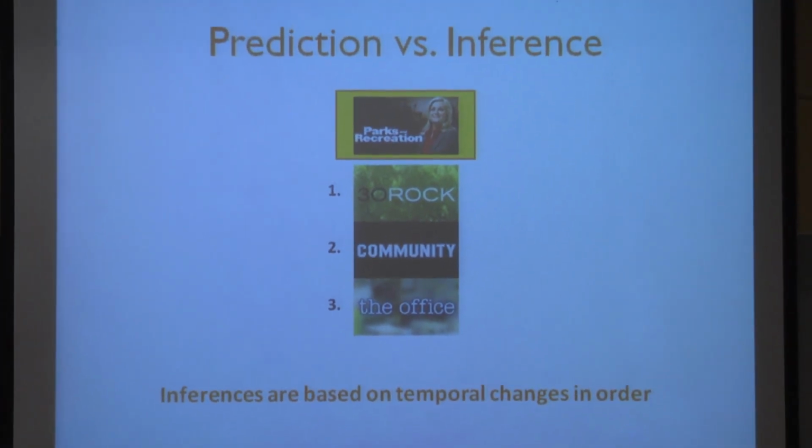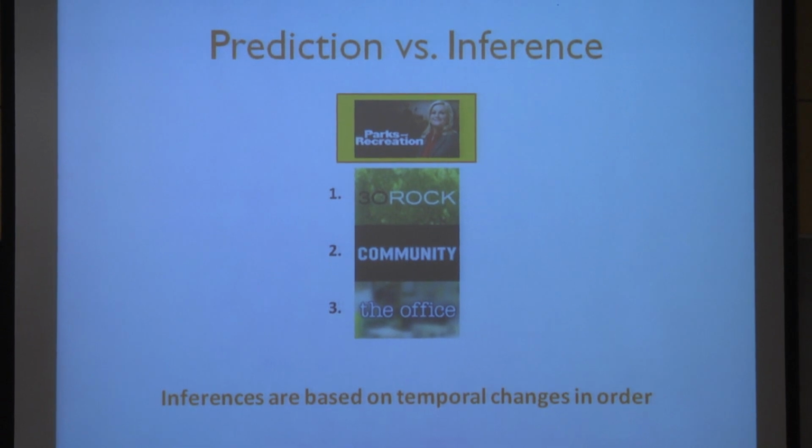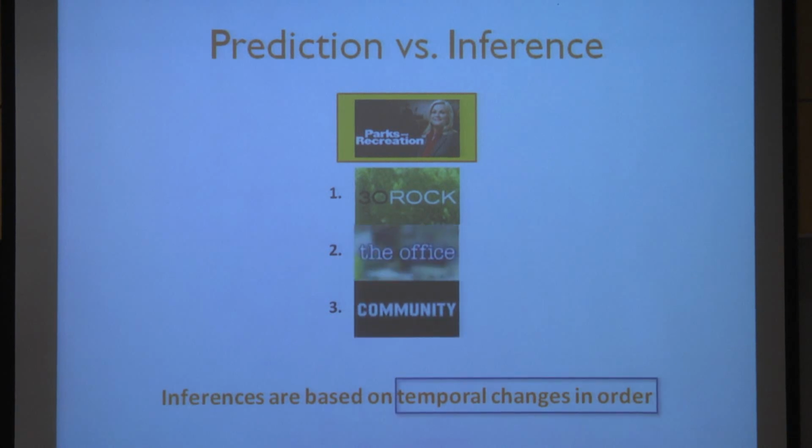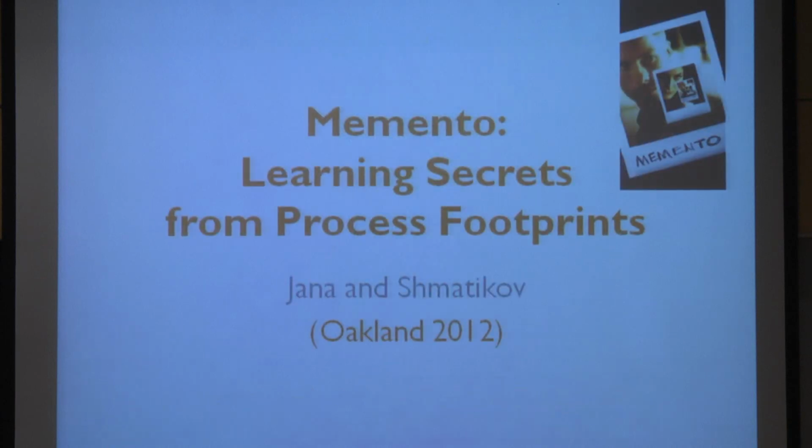Whereas inference is based on temporal changes in this order. So instead of imposing order on predictions, we're looking at how they change over time and trying to run collaborative filtering algorithms in reverse, to figure out what inputs might have caused this change in the public outputs that we observed, and based on these changes, make predictions.